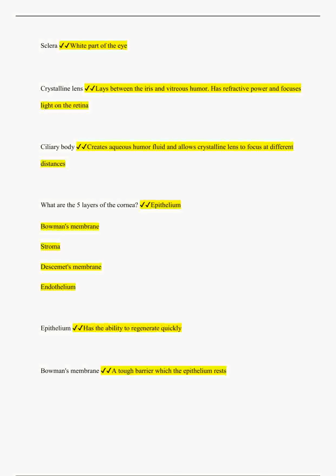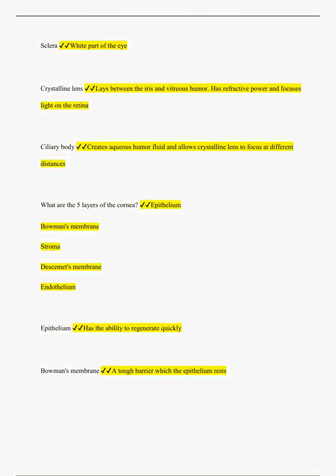Sclera: white part of the eye. Crystalline lens: lies between the iris and vitreous humor. Has refractive power and focuses light on the retina. Ciliary body: creates aqueous humor fluid and allows the crystalline lens to focus at different distances.